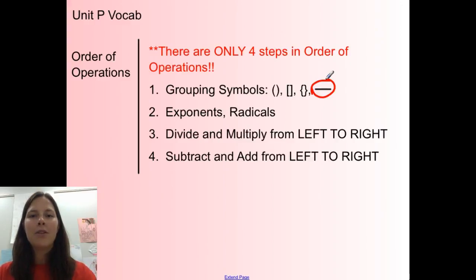The second step in order of operations is exponents and radicals. Third step is division and multiplication in order from left to right. And the last step is subtraction and addition in order from left to right.